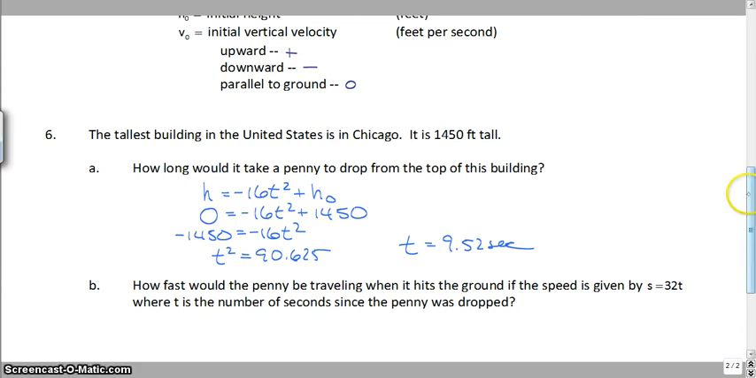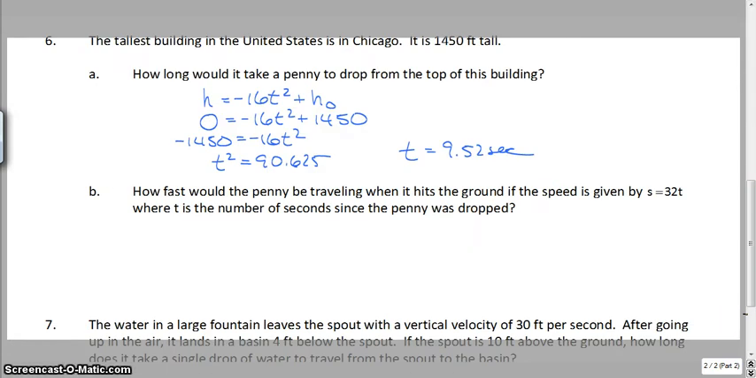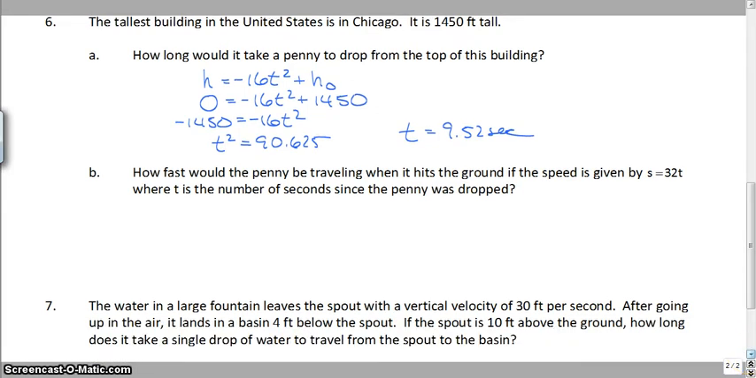Okay? So, how fast would the penny be traveling when it hits the ground if the speed is given by S is equal to 32t, where t is the number of seconds? All you have to do is take what you found in part A. So S is equal to 32 times 9.52, and you're going to find out that it is falling at 304.64 feet per second. That's pretty fast, y'all.